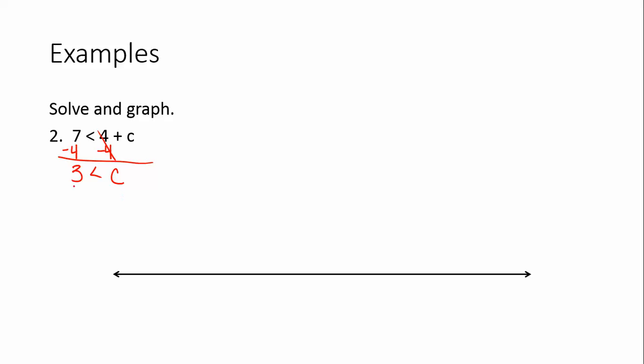Remember though, however, I like to write the variable on the left-hand side so that I can look at the symbol for my shading. So when we rewrite it, 3 is less than c becomes c is greater than 3. So we're at 3 on the number line. We have an open circle again because we are not including 3, and we are shading to the right.